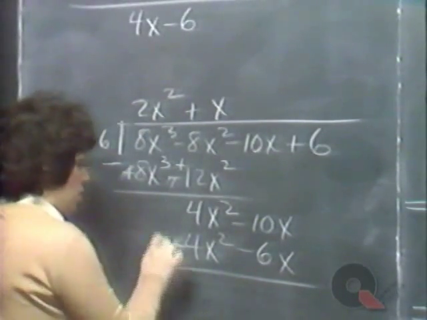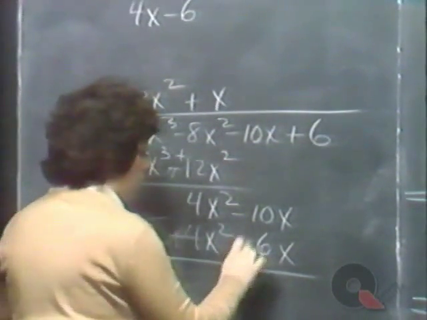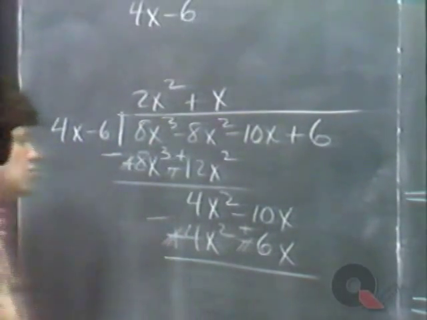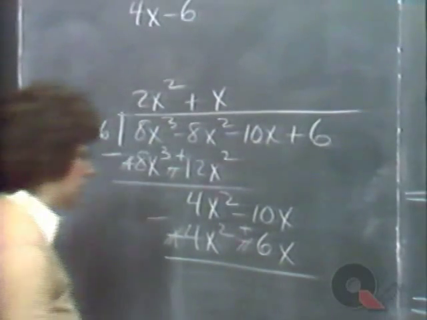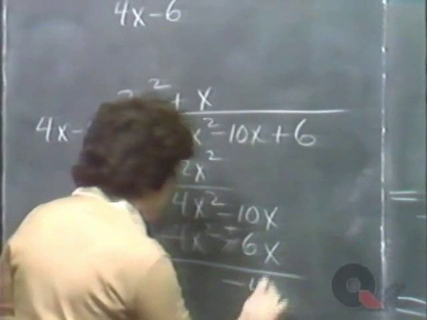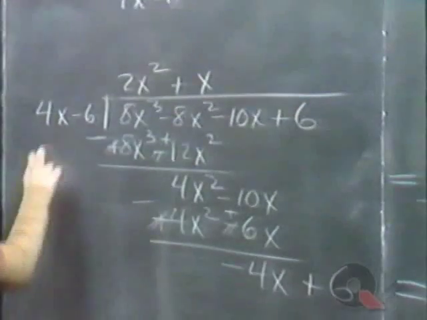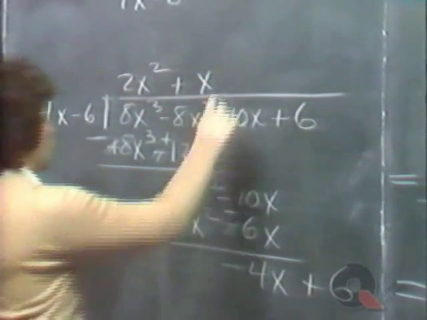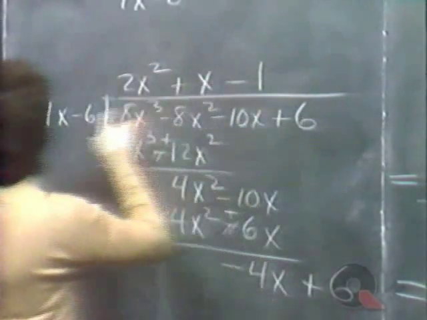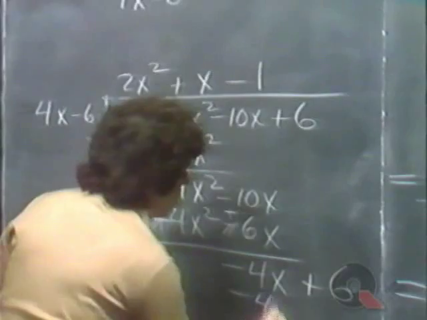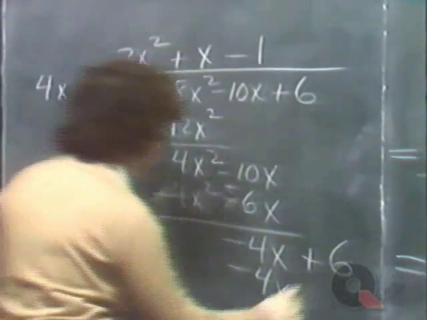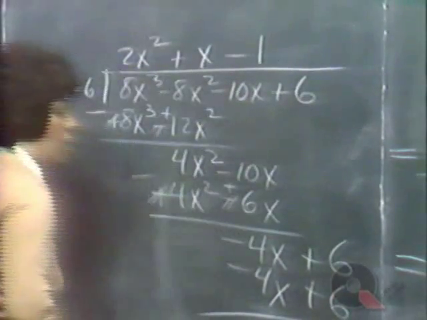We subtract by changing the signs and adding. The 4x squareds drop out. The minus 10x and the plus 6x gives us minus 4x. Bring down the last term, the plus 6. How many times does 4x go into minus 4x? The answer is minus 1. Minus 1 times 4x is minus 4x. Minus 1 times minus 6 is plus 6.